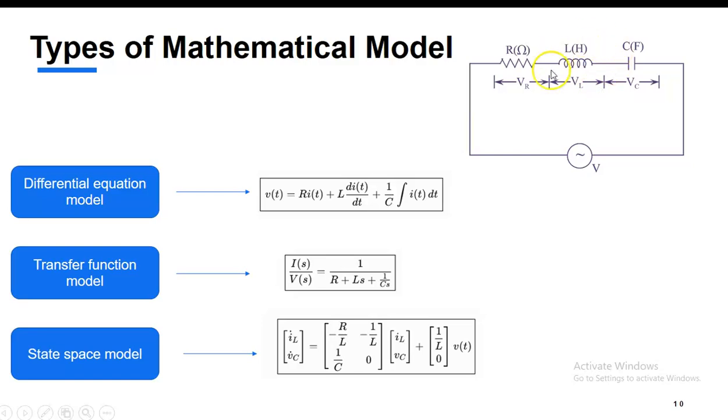If you see this circuit, the mathematical model is writing the equation, applying the KVL. Transfer function model, you are going to take the Laplace transform and you are going to represent like this. And this is a state space model in which you will be able to understand the internal components of this circuit.